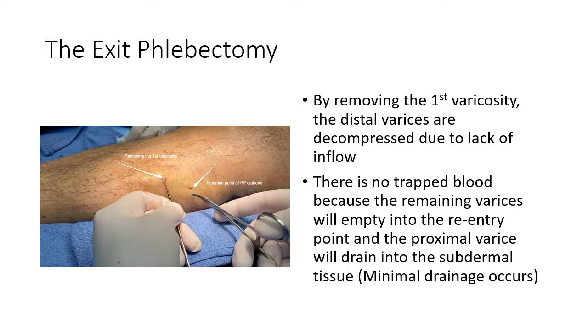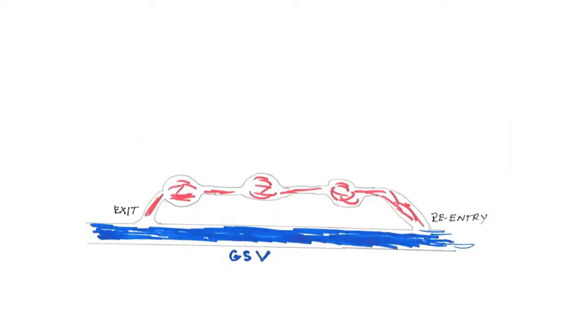But you can see from this photograph that we're removing the first varicosity. You can see the insertion point of the RF catheter. Now, this is a schematic drawing of varicosities before treatment. You can see the GSV, there's an exit point, the first varicosity, and you can see the re-entry point back into the GSV. Now, we'll show you in a minute what the exit phlebectomy looks like on schematic drawings.